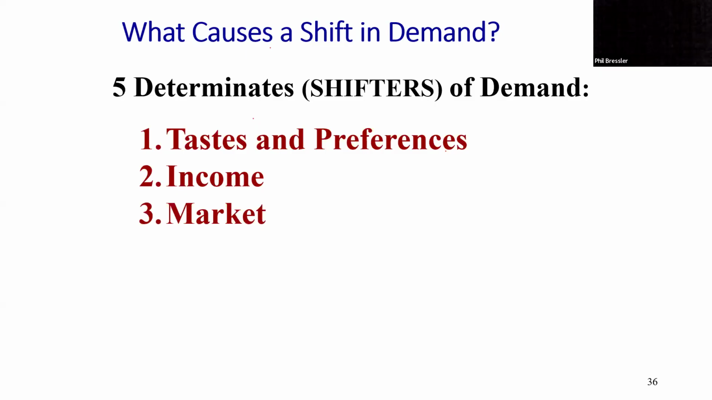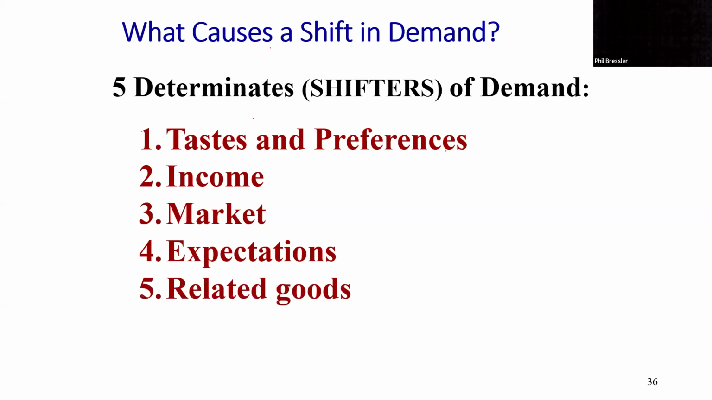Market size. If, like Under Armour started out as just a Maryland company, then they became a Northeast company. Then they became the United States. So as that market size increases, the demand for Under Armour increases. Expectations. If I expect the price of cars to go down next month, the demand for cars today will decrease. Because why am I going to buy a car today if in a month from now I know they're going to go on sale? That's expectations.